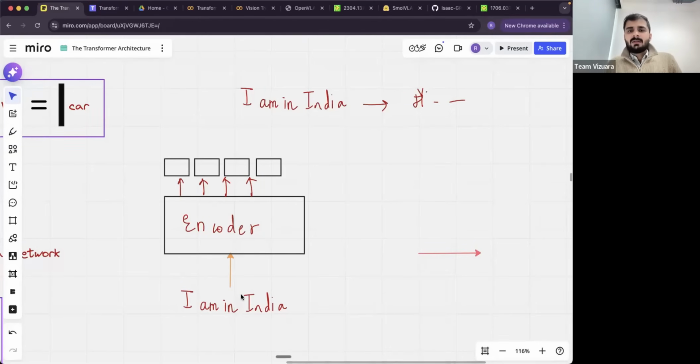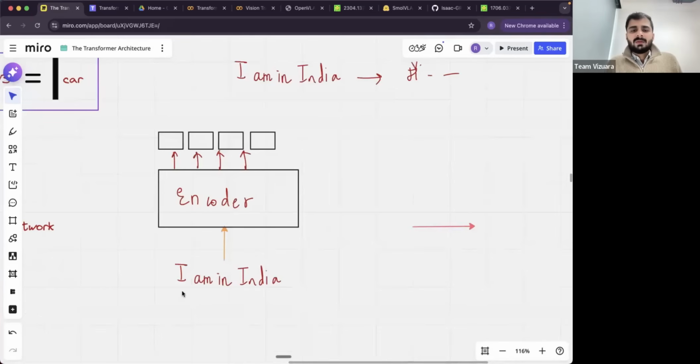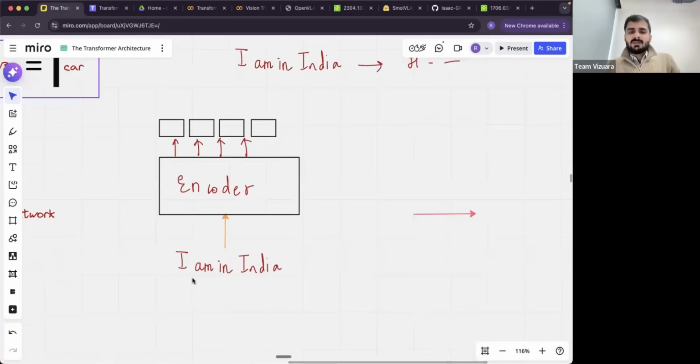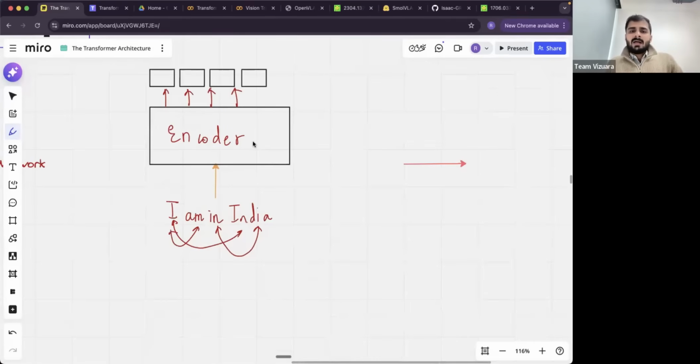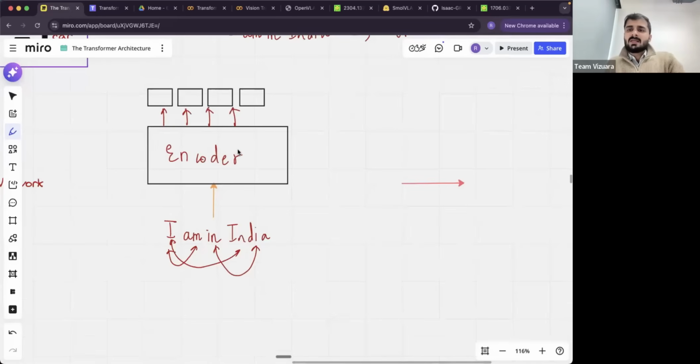Now you can see here, if you look at the self-attention matrix of this, you see the long range connection here. I and India will have some attention score, and I and am will also have an attention score, and in and India will also have a high attention score. All these inter-token relationships will be captured by the attention block which we have within this encoder.